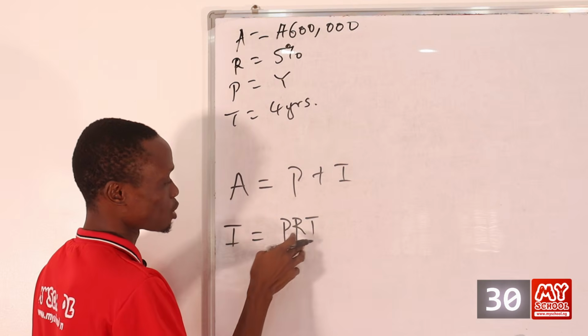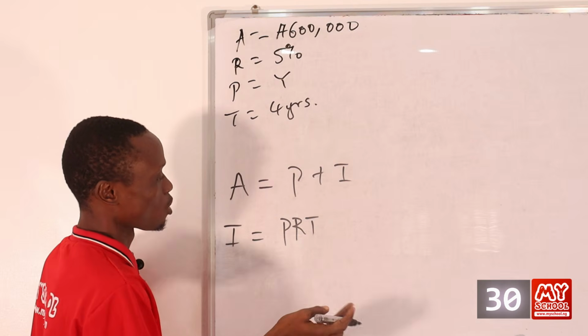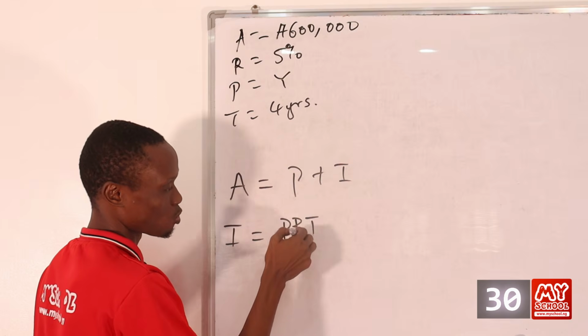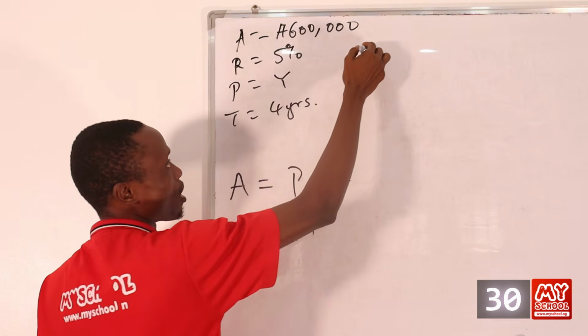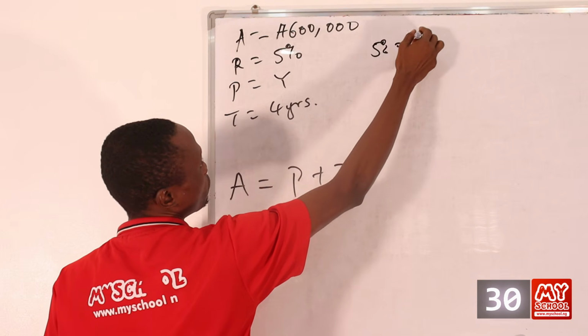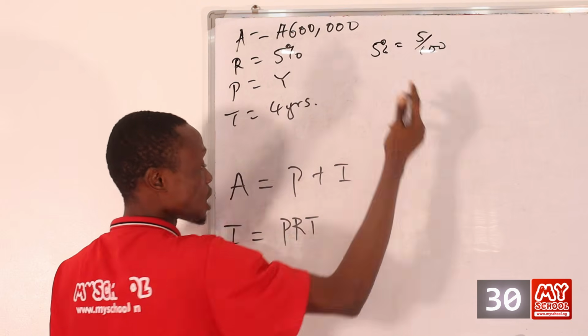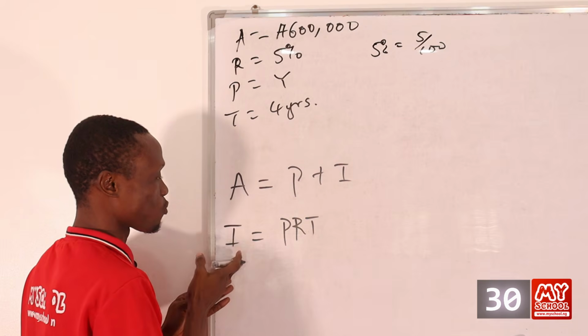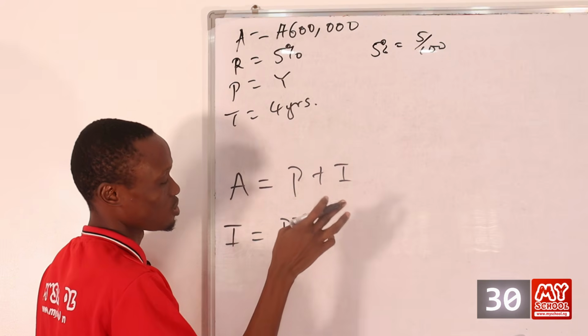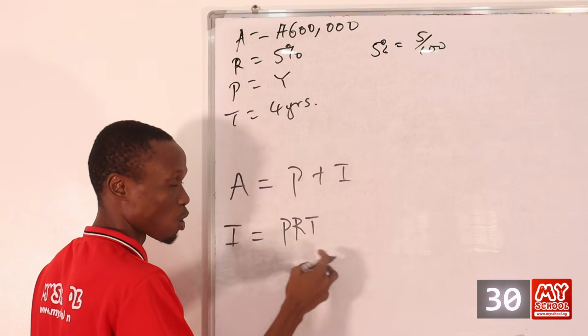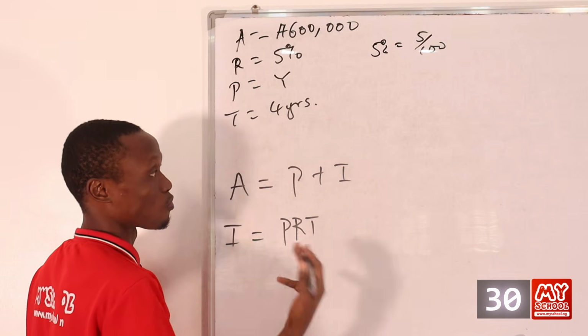So I know you are expecting the over 100. Of course, the over 100 is as a result of the rate, because the rate is always given in percentage. So if I have 5%, it simply means 5 over 100. That's why when you are solving for simple interest, you just put 5 instead of 5 over 100, because you already have that 100. But in this case, we can put the 5 over 100.